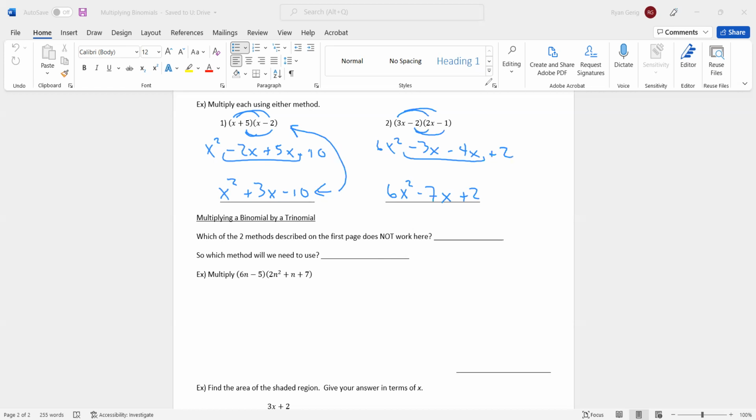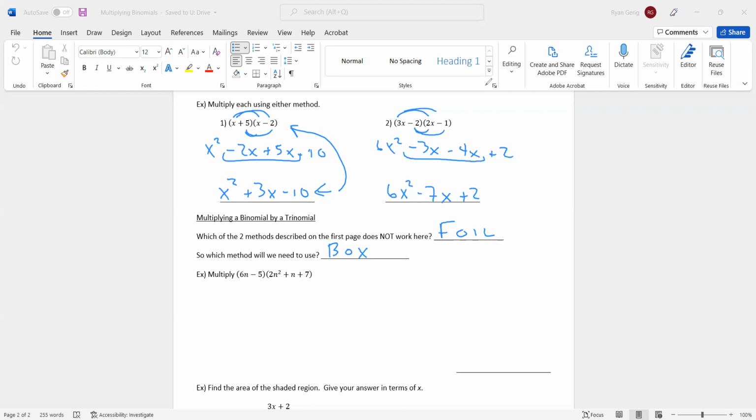Okay. Kind of already referenced this earlier when I was talking about the learning targets, but multiplying a binomial by a trinomial, which of the two methods described on the first page, does not work here. FOIL does not work. FOIL only works with two binomials. So which method do we need to use? We're going to use the box here. I know I said I didn't like it as much. But there are times when you kind of have to use it.